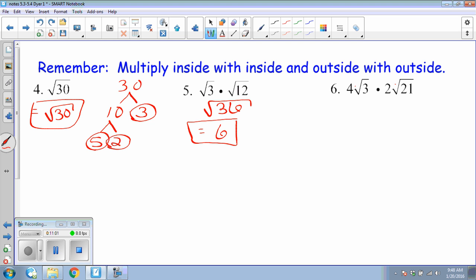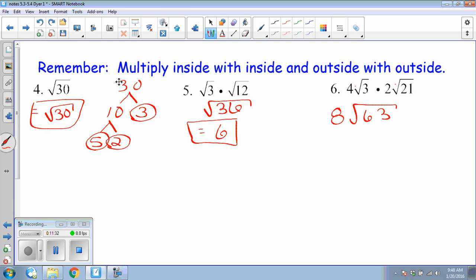So when I say a perfect square, it's because when you can break it down into something times itself, that makes it a perfect square. Okay? And if you take your calculator and you put the square root of 36 and it equals a whole number, that's how you know that's a perfect square. Okay? Now, for this problem, number 6, we multiply the outside with the outside. So that's 8. And then 3 times 21. So it's the square root of 63.